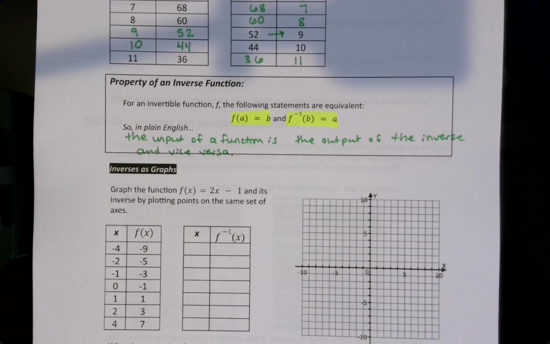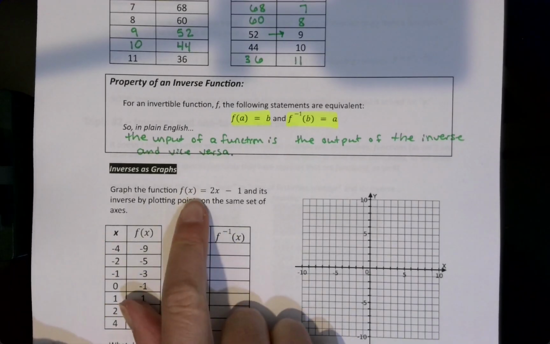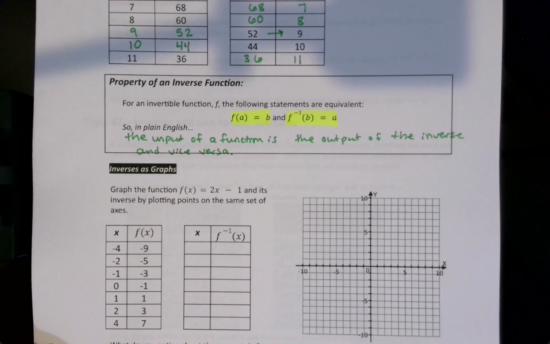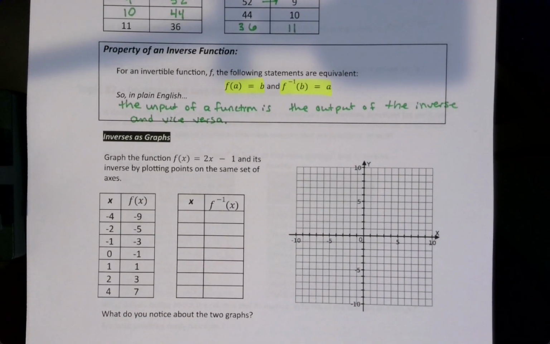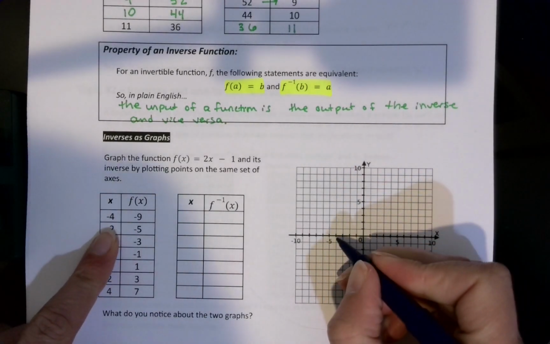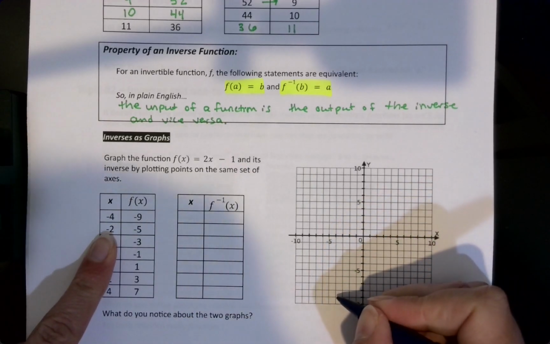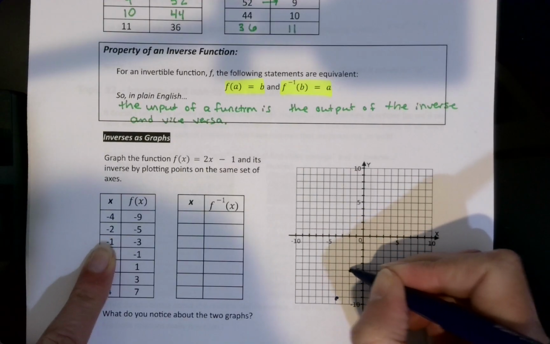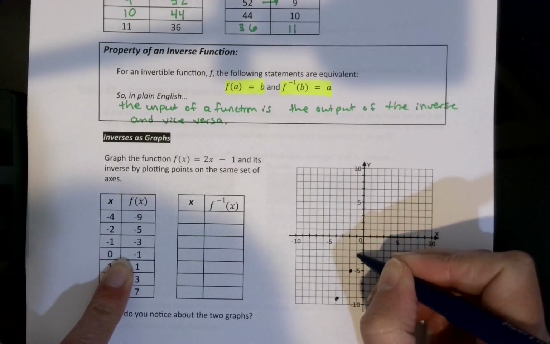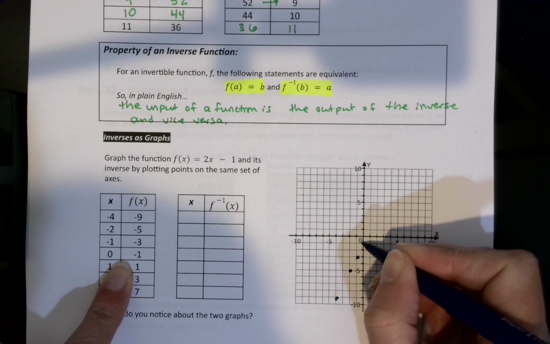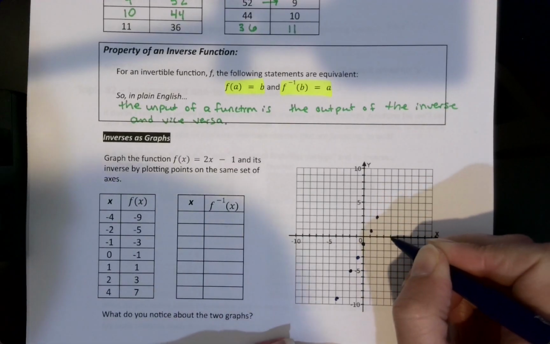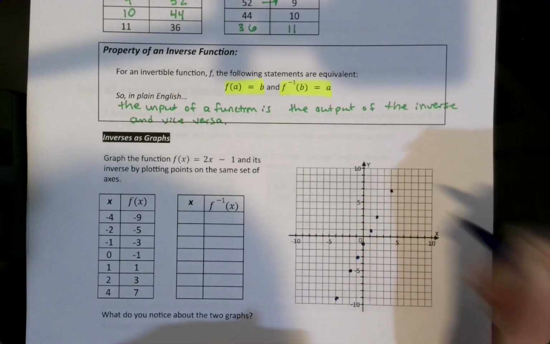Okay, so inverses and graphs. We're going to plot the function 2x minus 1, that's this function right here, and its inverse on the same set of axes. So let's first graph the function 2x minus 1. At negative 4, this function's at negative 9. At negative 2, we're at negative 5. At negative 1, we're at negative 3. At 0, negative 1; 1, 1; 2, 3; and 4, 7.